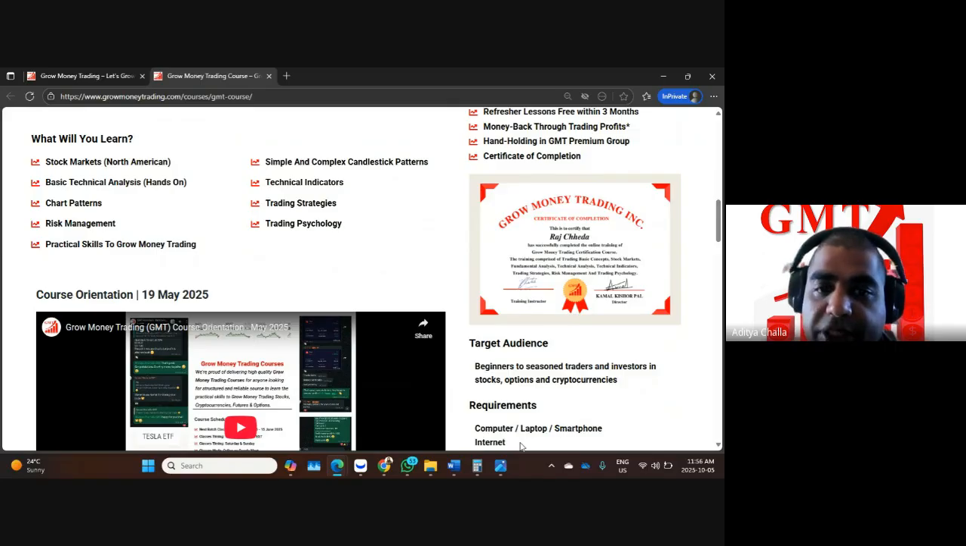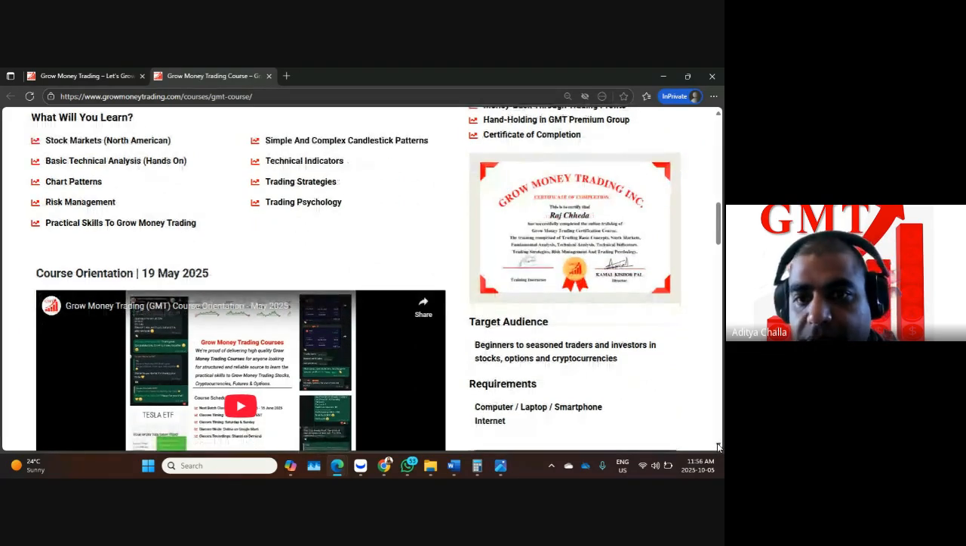And in terms of what is required, as you can see on the screen, it's a computer or a laptop or a smartphone with internet. Ideally, we would go with a computer or laptop. The reason being, it is not only that we teach you the various topics. There are instances wherein you would get your hands dirty as well, wherein you would draw your supports, resistances, and trend lines as well, which would help you understand where you are with it and whether you are in the right direction.